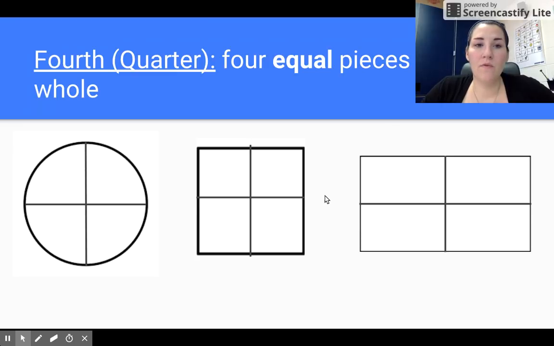Next, a vocabulary word that we need to know is fourth or quarter. We can use either one to describe when a shape is divided or cut into four equal pieces of a whole. Again, it's important that they're equal pieces, so all of those pieces are the same. Otherwise, it's not really a fourth or a quarter. So all of these shapes here have four pieces that are the same size. If we were to cut them up and stack them on top of each other, they would be the exact same size. So they are cut into fourths.